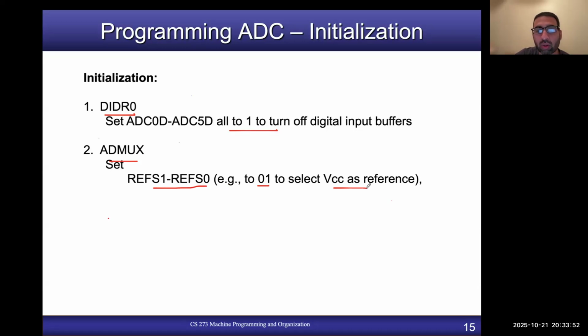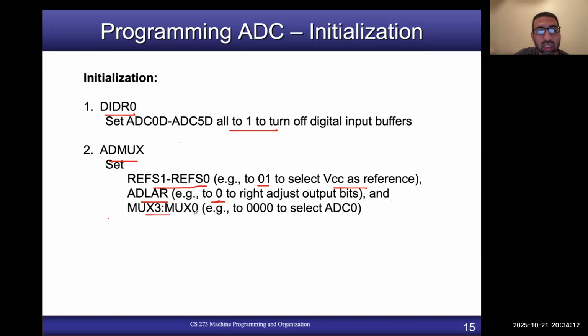It depends upon what you want to select as a reference voltage. For example, if you want to select the internal voltage as the reference, then you will write 1s in these two bits. Then you need to specify whether you want your result to be right adjusted or left adjusted. If you want it right adjusted, you will write 0 into this bit of the ADMUX register. Then for the MUX0 to MUX3 bits, you write values to select the ADC input. For example, if you want ADC0 as input, you will write all zeros in these bits.